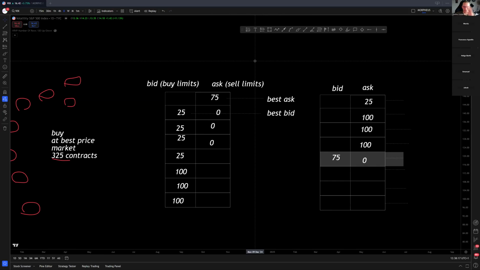But, well, is everything clear for now? Please type an 8 in the chat if everything is clear. Okay, awesome.